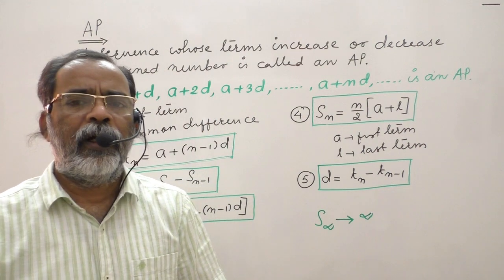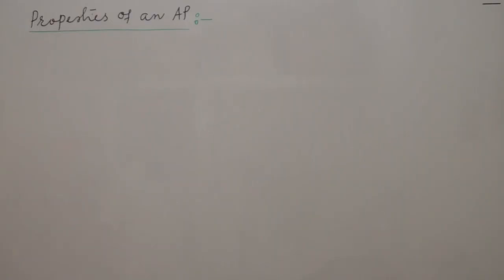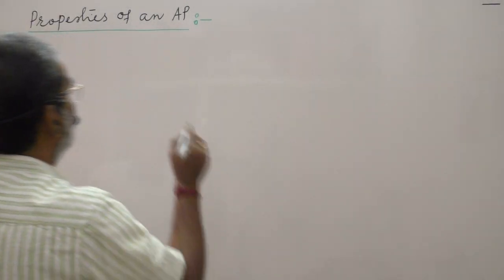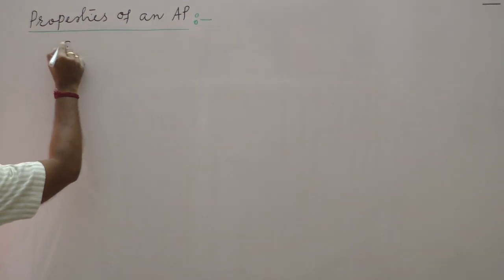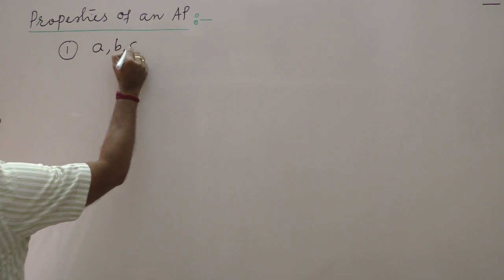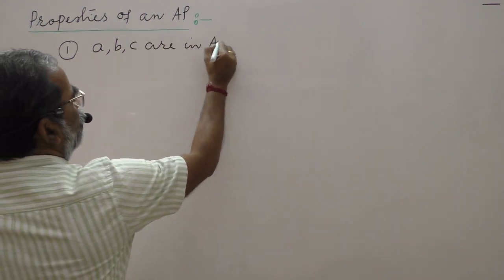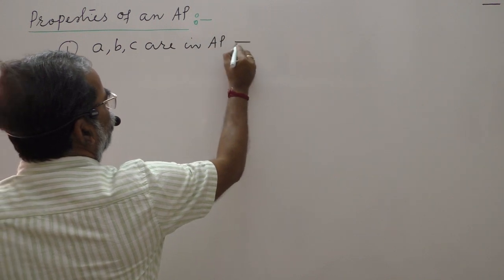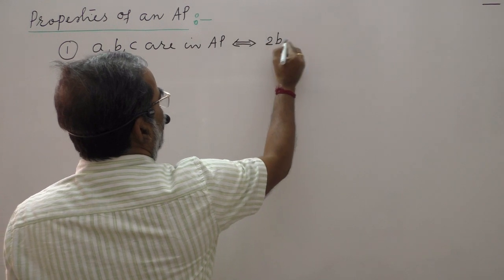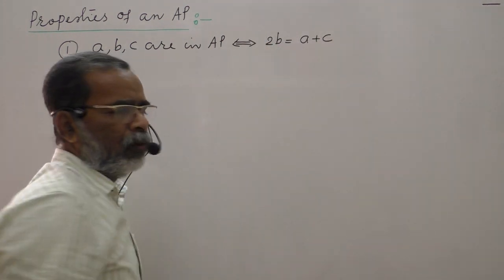Next we will see some of the properties of AP. Listen. Number 1. If three numbers A, B, C are in AP, then we can take this as 2B equal to A plus C. 2B equal to A plus C.